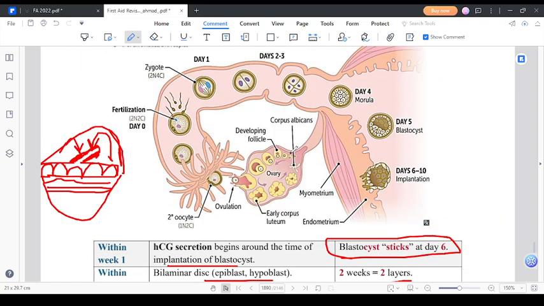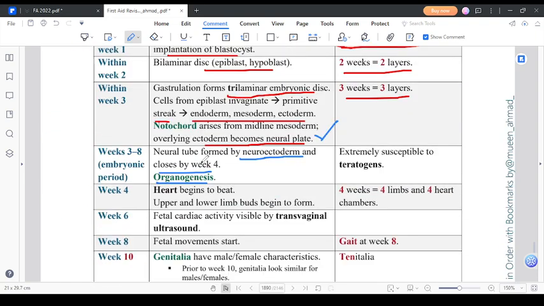So the neural tube is formed, and it has two ends. Suppose this is the neural tube, so there is an anterior neuropore and the posterior neuropore. These two pores are supposed to be closed. If the anterior neuropore does not close, it will lead to anencephaly, and that condition is not fit for life. The fetuses which are born are not viable.